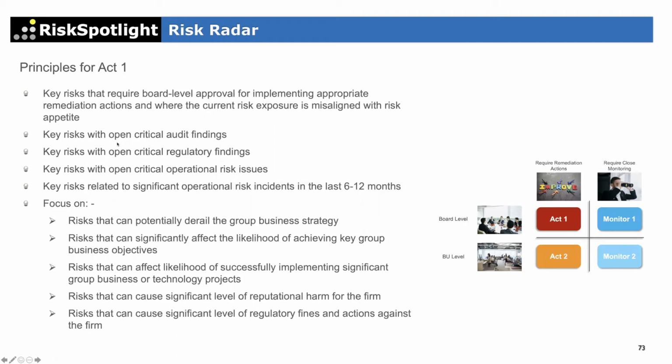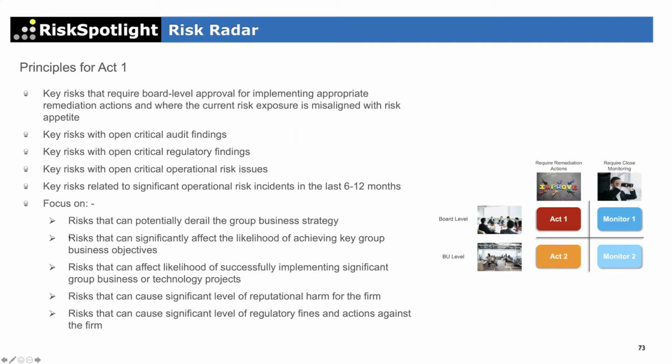Then any risks which have open critical audit findings should be included in that part. Any risks which have any critical regulatory findings should be included. And then any risks where there are critical or open operational risk issues associated with them would be included. And any risks where significant operational risk incidents have happened in the last 12 months. So those are some of the principles you can use to decide which risks to include in that Act 1 part of your board report.